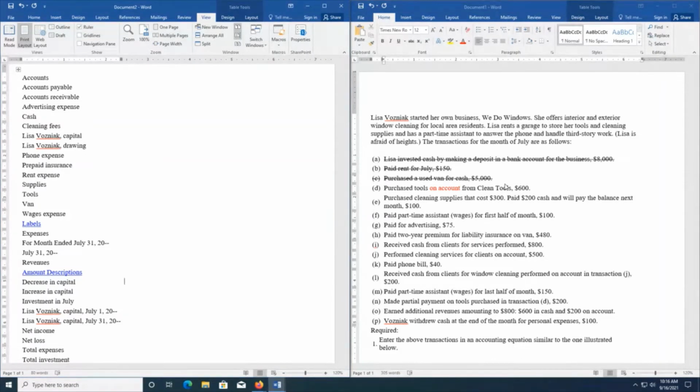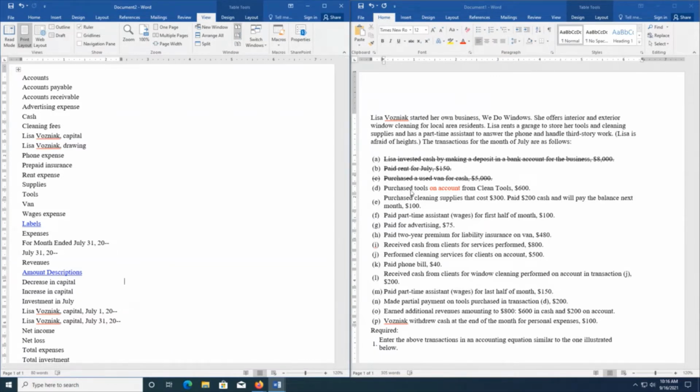It means that we owe them money. We haven't paid them cash yet, right? So it's something that we owe, so it's going to be a liability or an expense. Does it have an end or does it not have an end? It is going to be a liability because once we pay off that $600, it's done. There's an end to that.